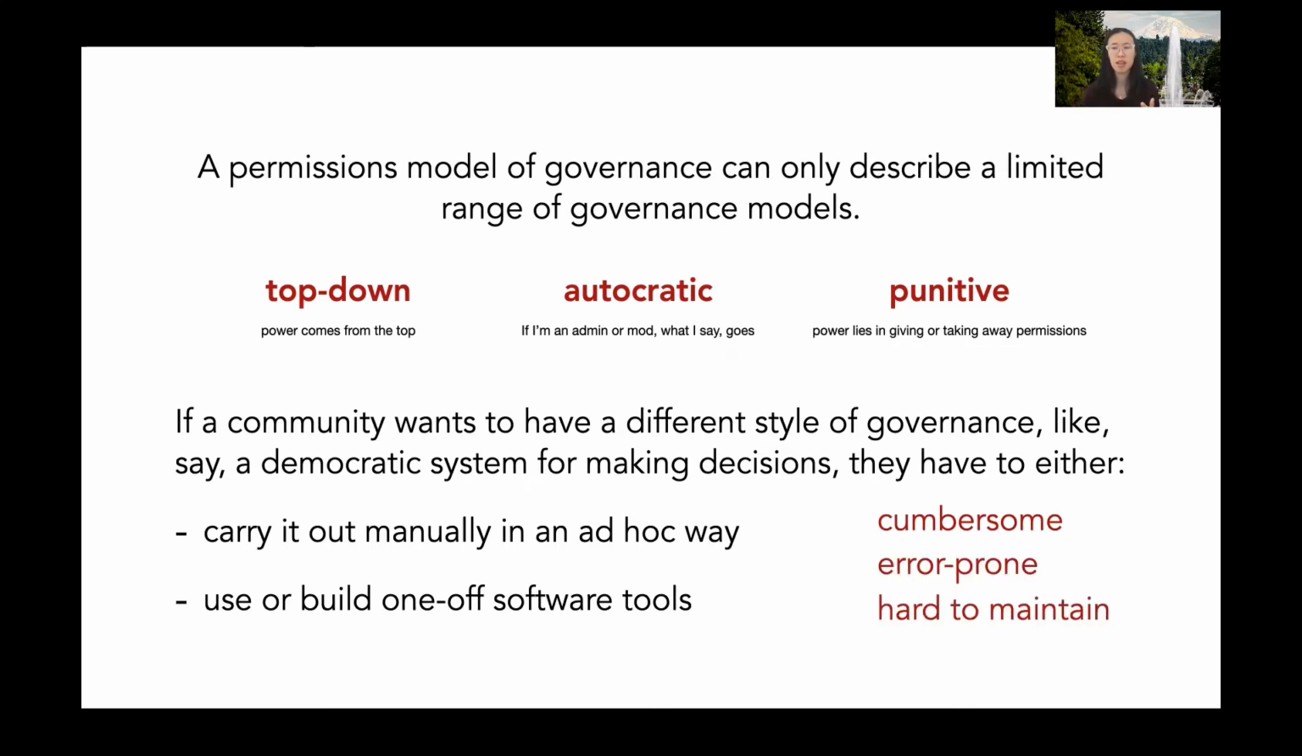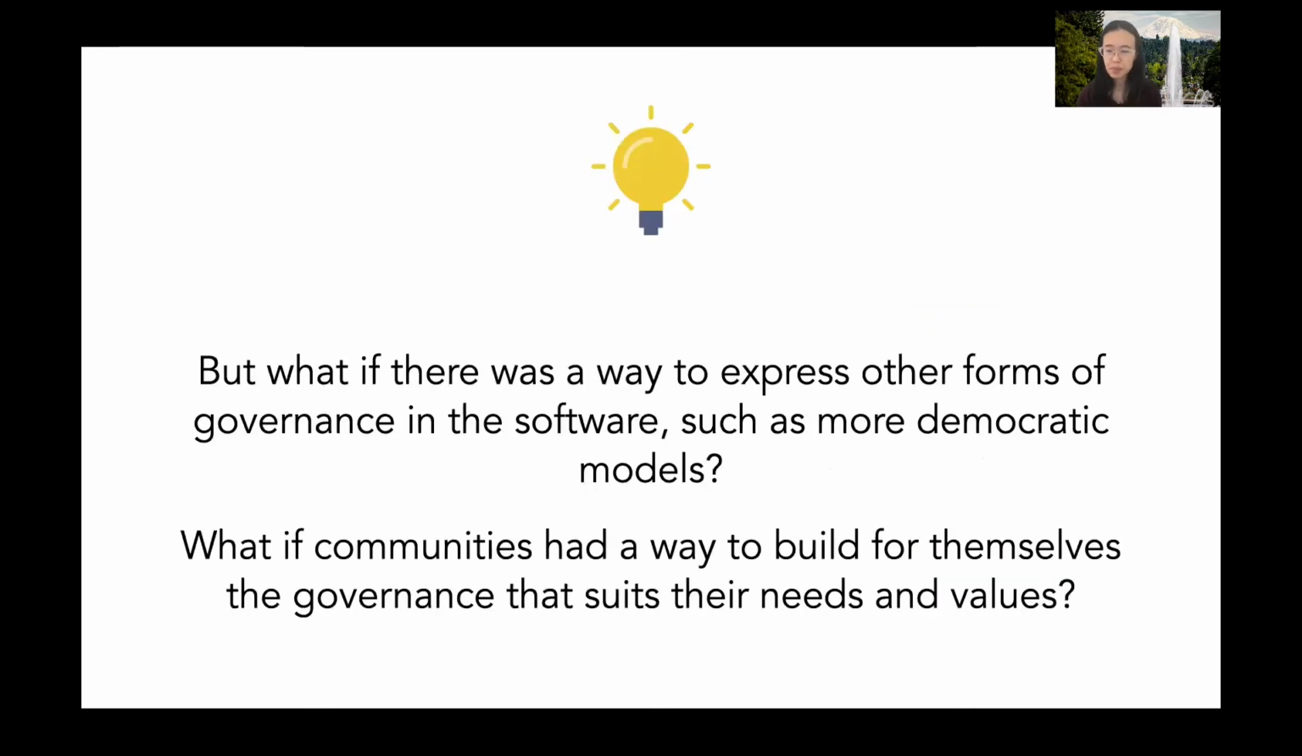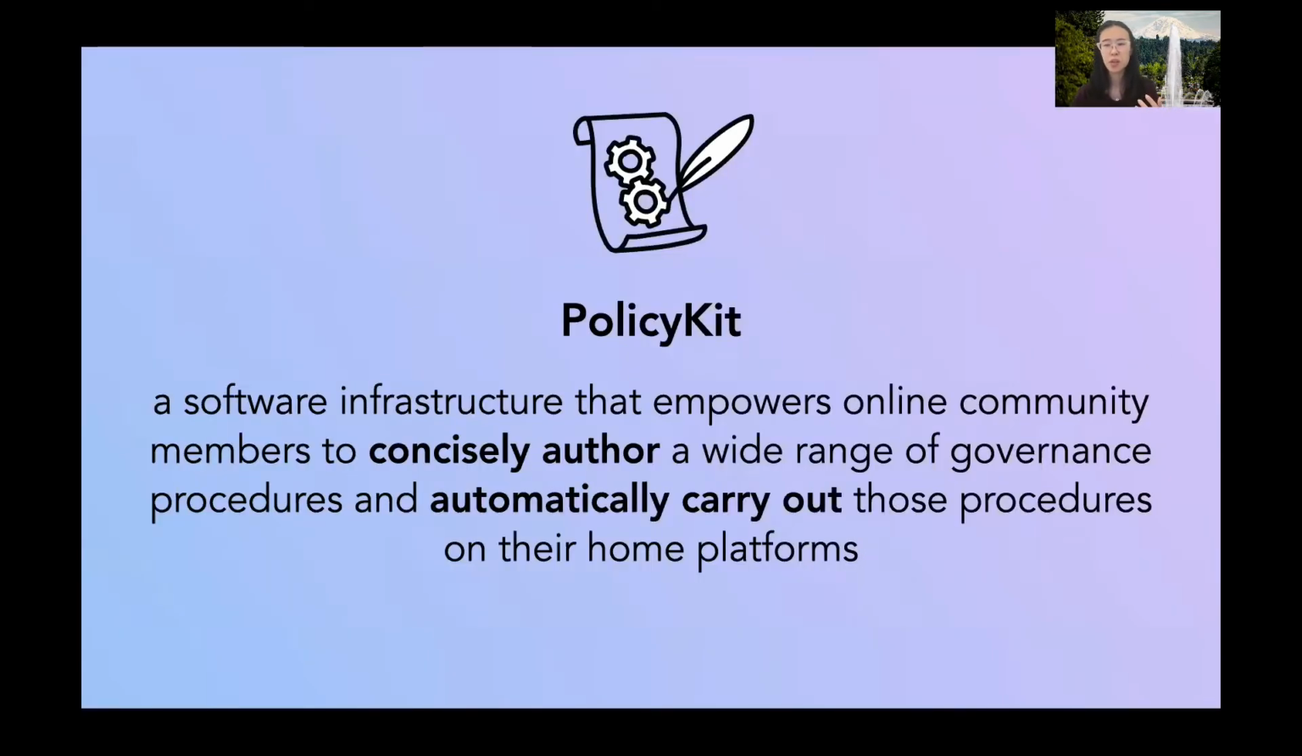Building bots to make things a little bit easier can help, but these one-off bots can also be really hard to maintain. And at the end of the day, because the underlying software these communities are using has already embedded this roles and permissions, top-down, autocratic way of doing things, trying to do something else takes effort to work around that. However, what if we didn't start from these roles and permissions defaults and then try to graft on top of that? What would it mean for software to not encode this pattern with all of its embedded values, but actually let communities build for themselves the types of governance that better suit their needs and values? So that's what we were trying to do with PolicyKit.